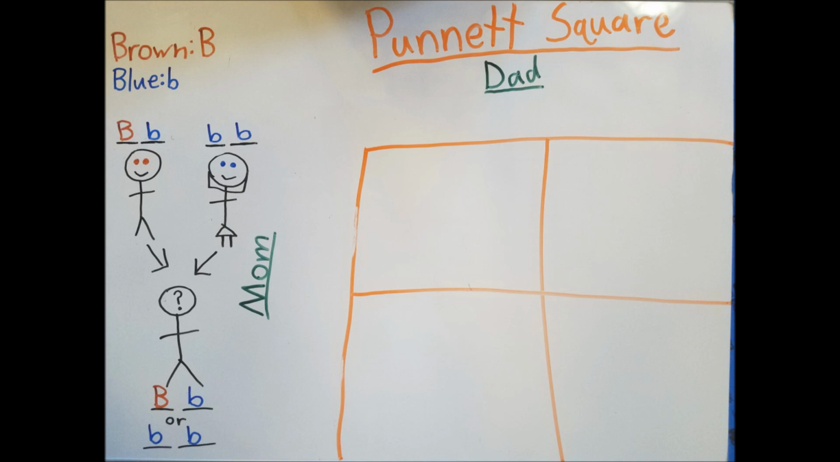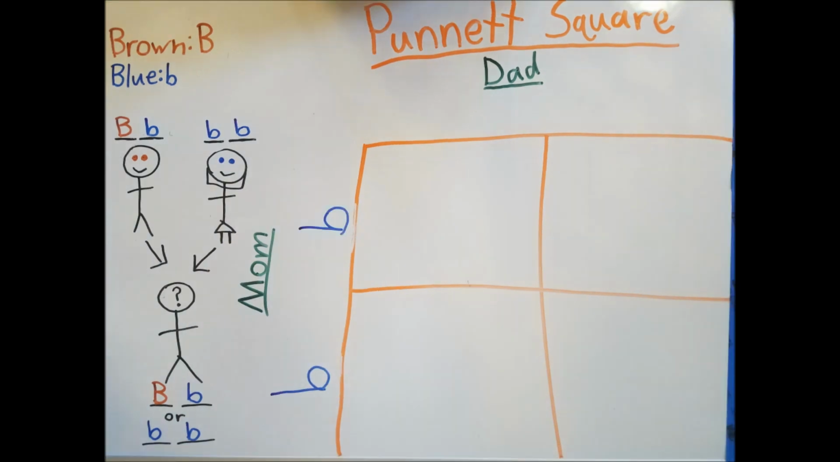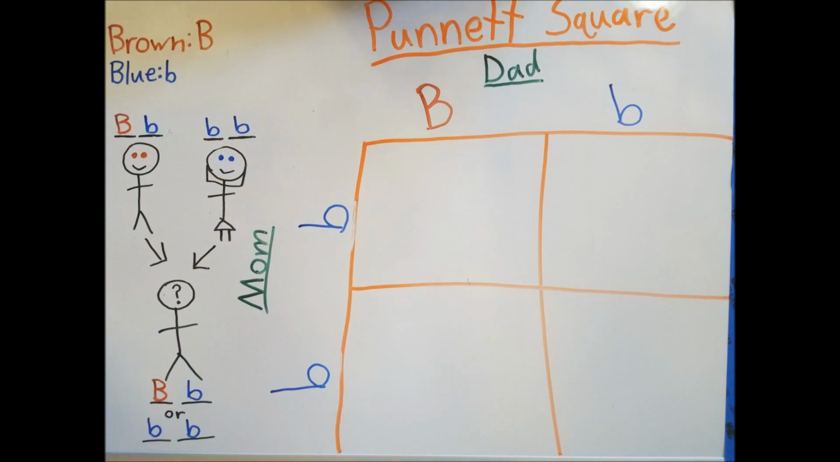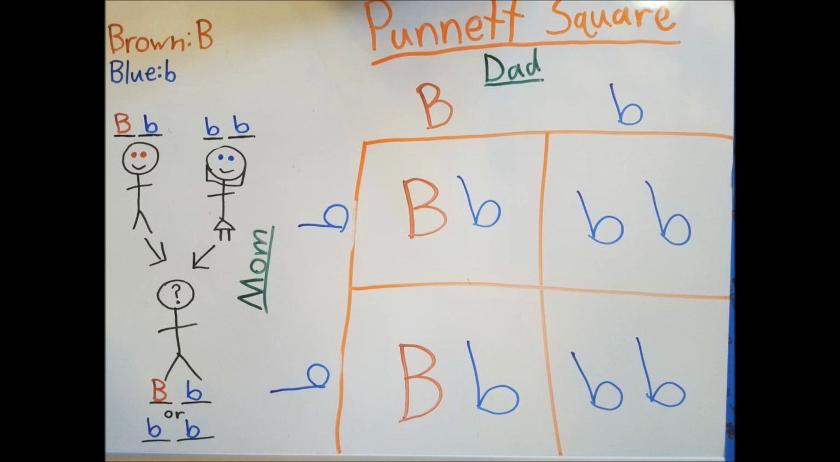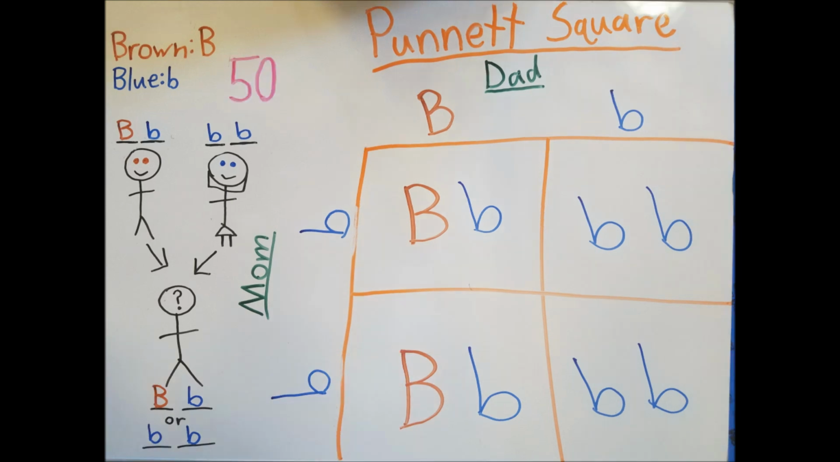So we'll put the mom's on first. The mom has a little b and a little b, so we'll put those on there. And the dad now has a big B and a little b. So we'll put those on there, and now we'll solve it. We'll put the big B's on there, and then the little b's. And after we do all that, we find out that half of the squares are big B and a little b, and half of the squares are 2 little b's.